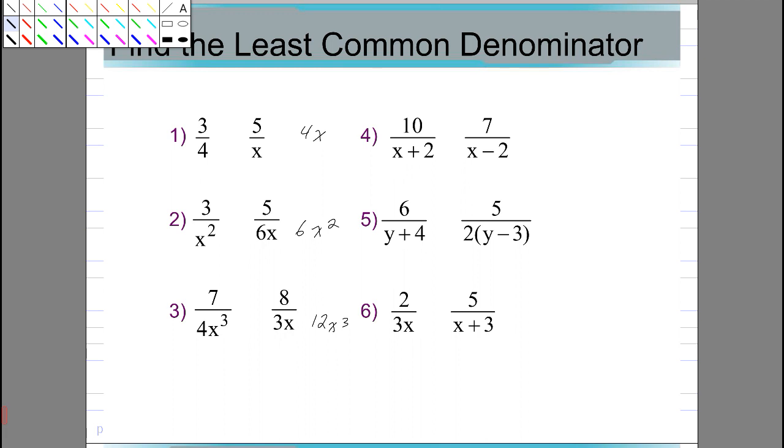Okay, this is where the whole idea of unique factors comes in. So if we look at number 4, x plus 2 and x minus 2, the easiest way to make those two the same is to make it have one of each. They're two unique factors. Number 5, the same thing. We want y squared, a y plus 4, and a y minus 3. Right, number 6, same thing there. We want a 3x and an x plus 3.